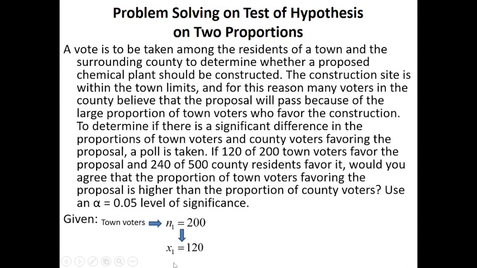Okay, so, ito siya. And then, para sa county voters, 500 county residents. Okay? At dun sa 500, 240 is in favor of the proposal. Construction of the chemical plant. No? And then, so 120 out of 200, 240 out of 500. Okay?